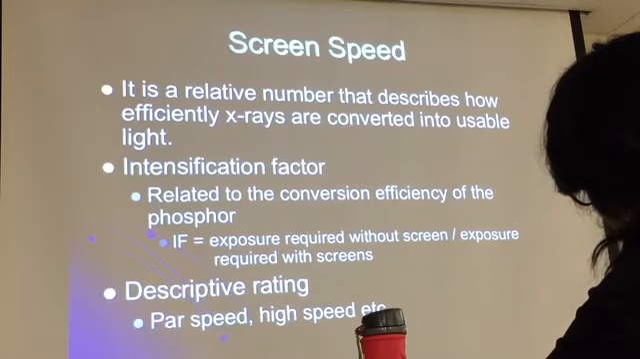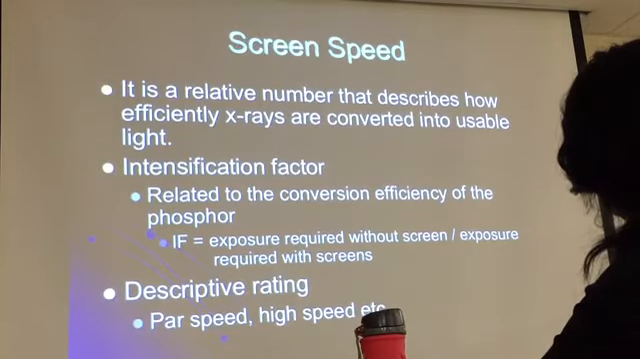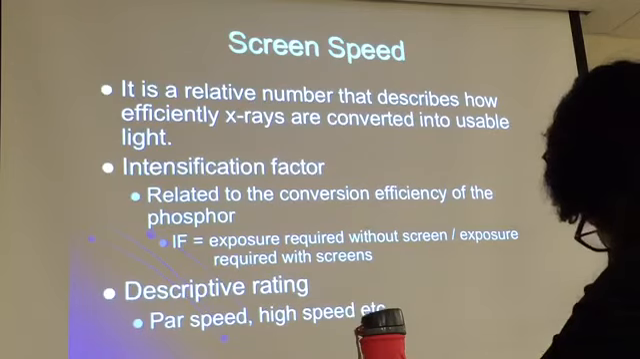But be careful, because if you're talking to a technologist, they will compare it to their extremities. Their extremity screen speed was 200. So even then it's high speed, but they're comparing it to their abdomen screen.